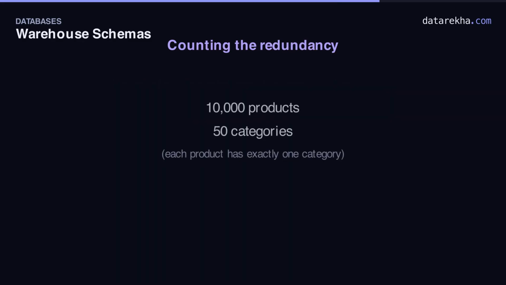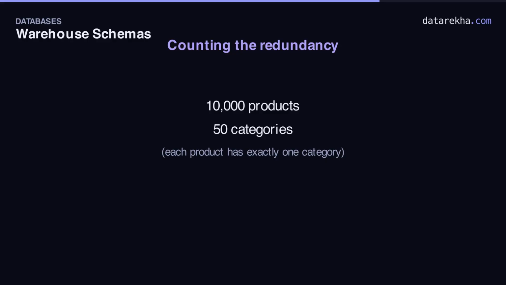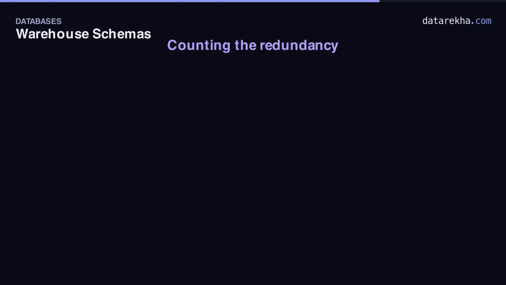Now a number on the redundancy. 10,000 products, 50 categories, 1 category each. Count how many category names each schema physically stores. In the star, the category name lives inside every product row. 10,000 products, 1 each. 10,000 names stored. Electronics written out thousands of times.